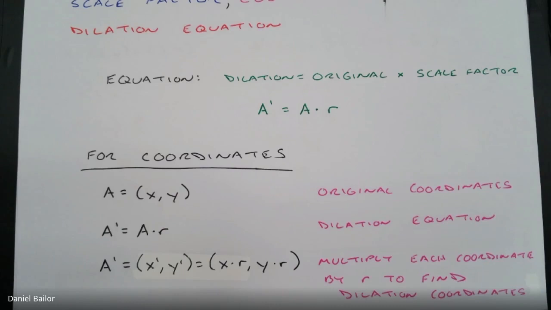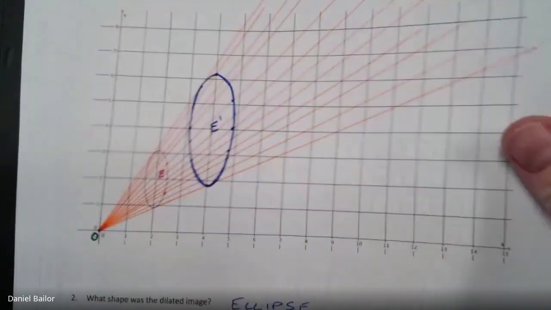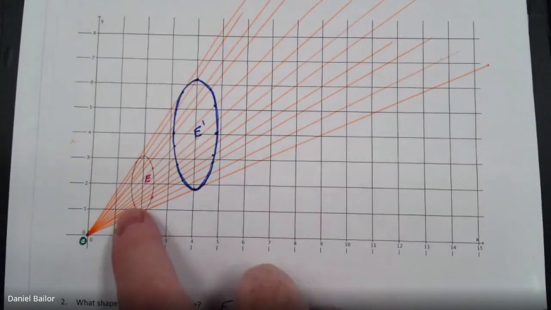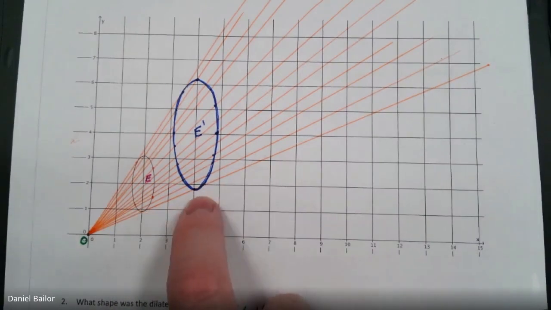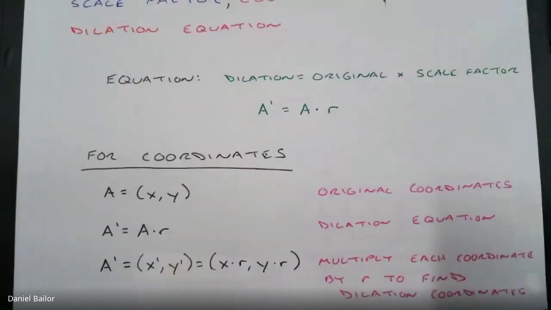So let's look at what we've done before. If you remember, when we dilated an oval, you had to draw a bunch of these orange lines, and you had to use a ruler to measure it and figure out where the new one was. But on a graph, you don't have to do that anymore. On a graph, you can just put the coordinates in this equation, and you can find out where everything goes.